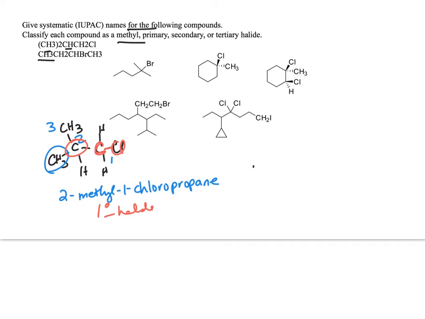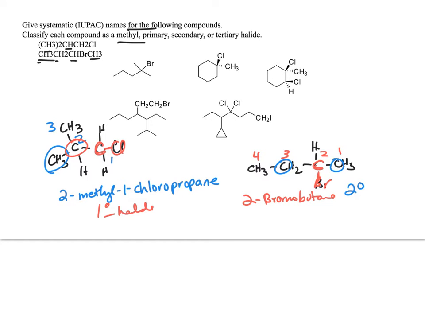Next compound, CH3, CH2, CHBr, CH3. 1, 2, 3, 4. That is 1, 2, 3, 4. That's our longest chain. 2-bromobutane. And then this carbon that's connected to the bromine is connected to 2 other carbons. So that makes it a secondary halide.